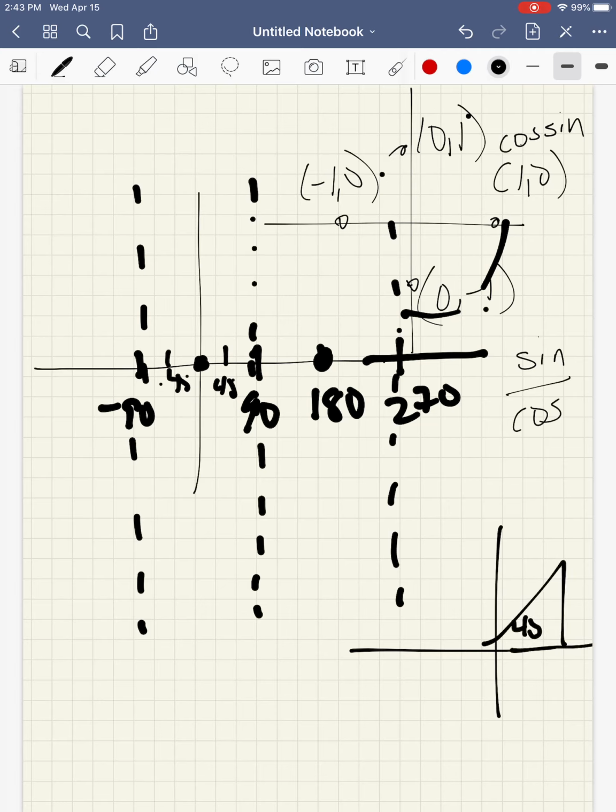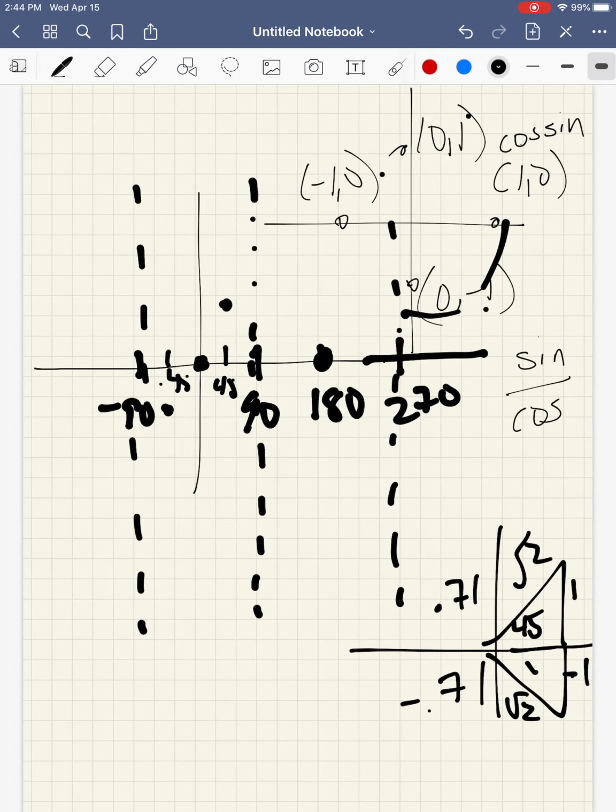45 would be up here, 1, 1, square root of 2, and negative 45 down here, which would be 1, negative 1, square root of 2. So that's 1 divided by square root of 2. Let's see what that is. 0.71. So this will be a positive 0.71, and this will be a negative 0.71. So what happens is right here, it's down 0.71, and up here, it's positive 0.71.